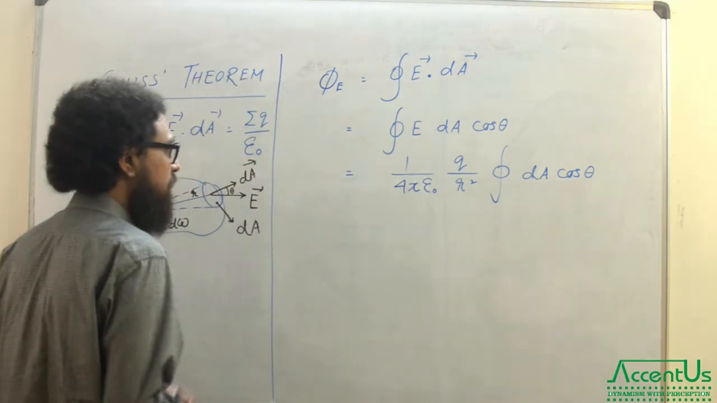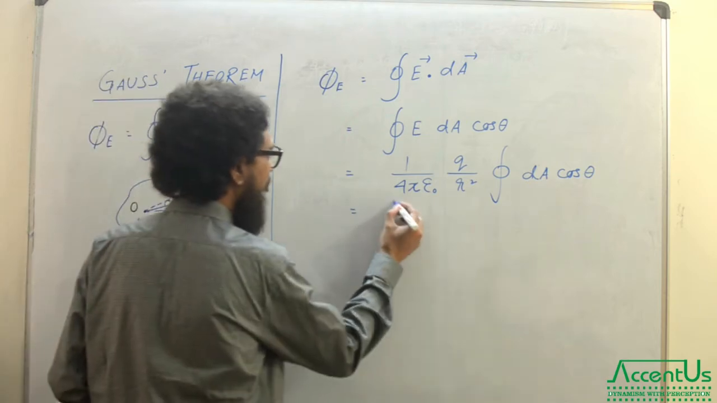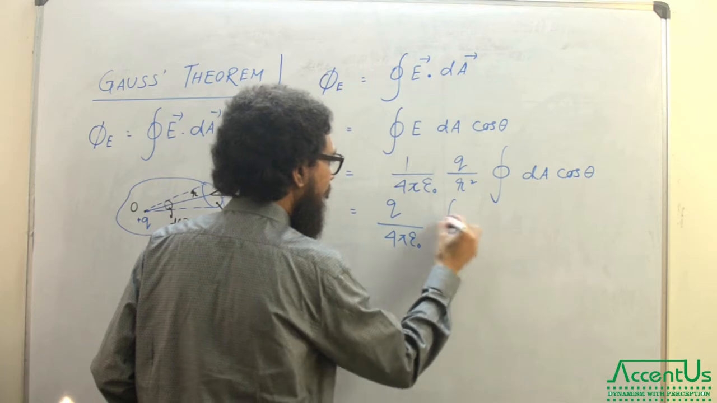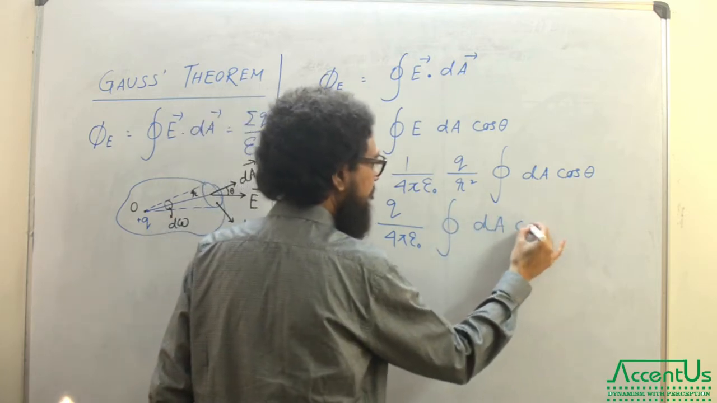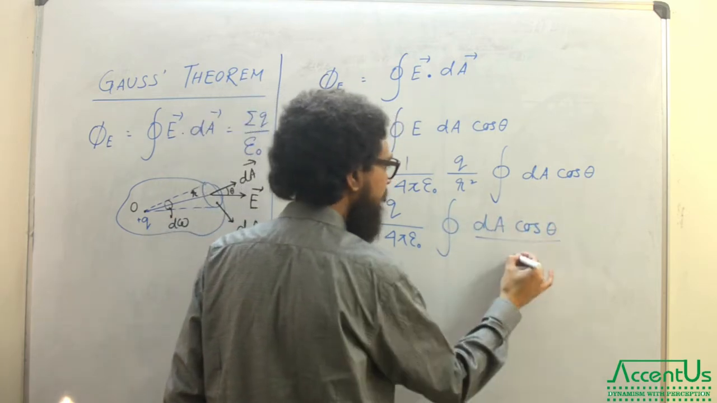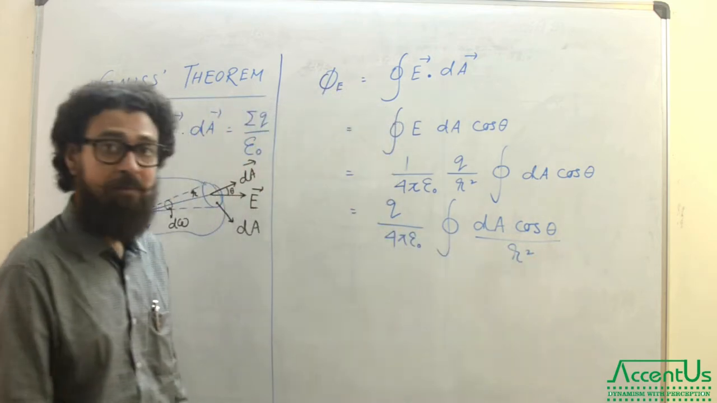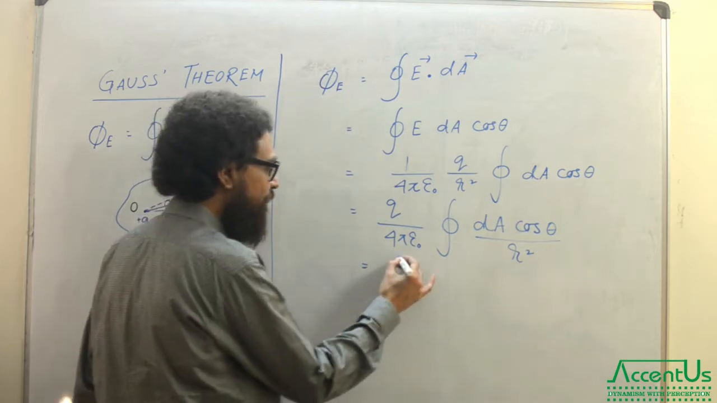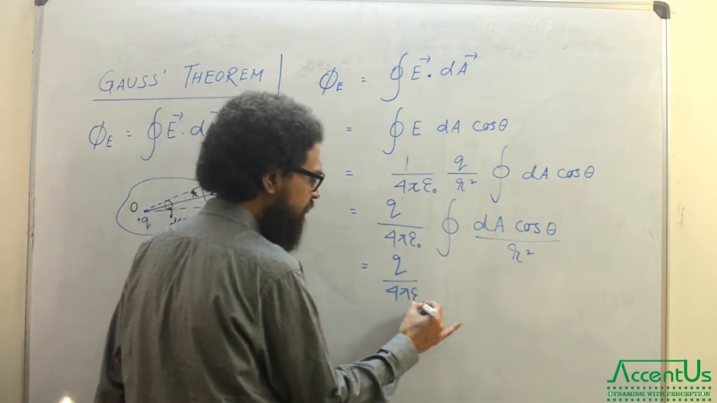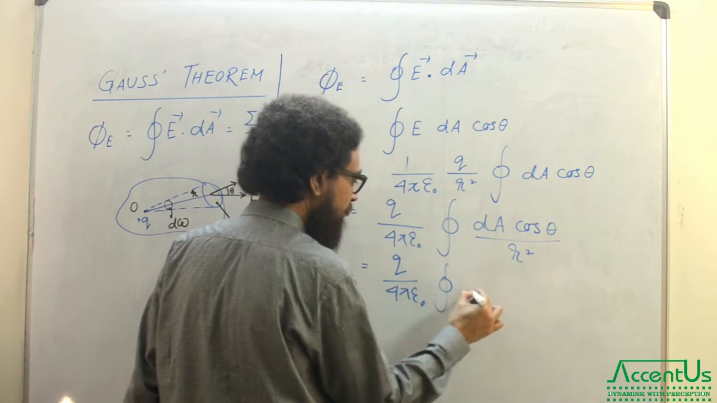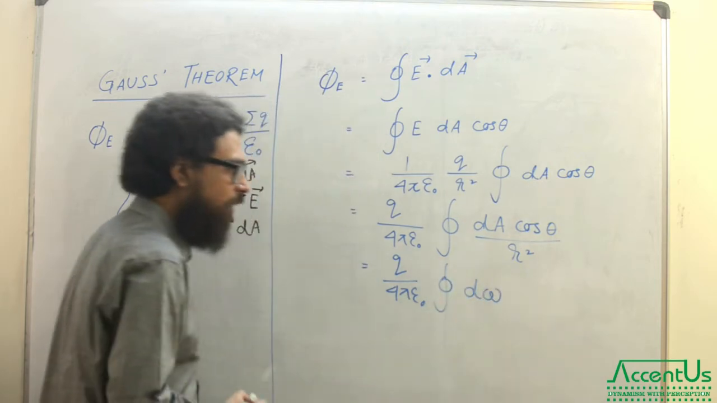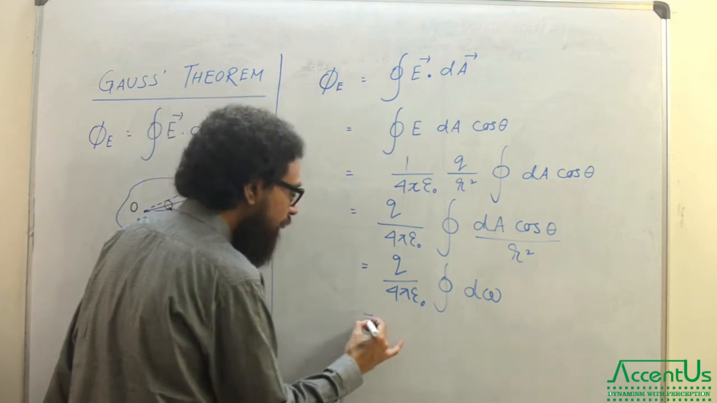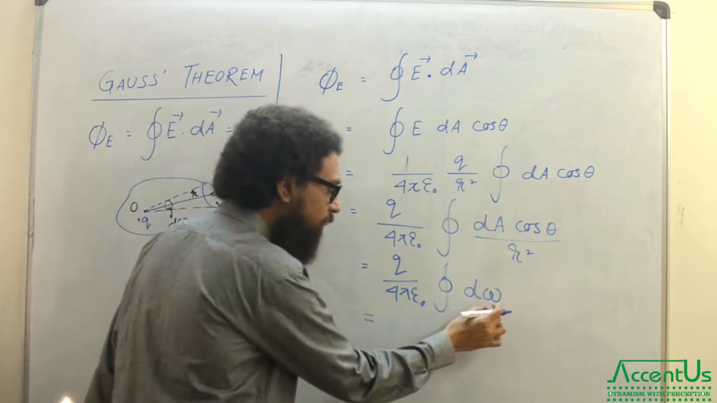So this dA cos theta, and if I insert it, we get dA cos theta by r square. Do you remember what this is? This is the solid angle. Great. So what is coming? You see, it's very simple. We have to just visualize. This d omega. So from here, now what is d omega?